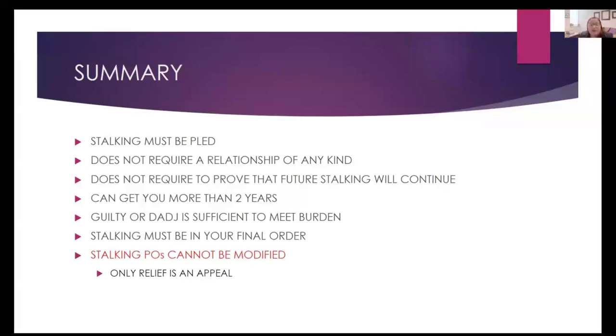You can be stalked and harassed by your neighbor, a friend, an anonymous person, someone you don't know, obviously, and you don't have to prove that future stalking will continue. But remember, you do need to prove that scheme or course of conduct, and it can get you more than 2 years. Guilty or deferred is sufficient to meet the burden, and stalking must be in your final order. And again, stalking protective orders cannot be modified.